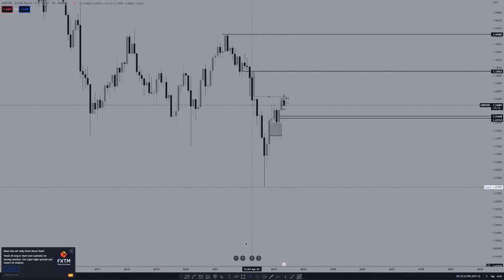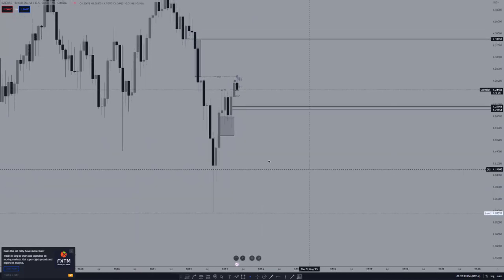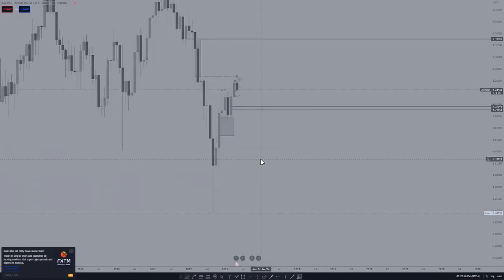You check from here, you can see the monthly created a favorable gap around there, and price repriced into it. Consequent encroachment was 0.5, and the market started selling off from there. And up to now, it started buying from there, and up to now it has been buying. So now let's go to the weekly time frame.